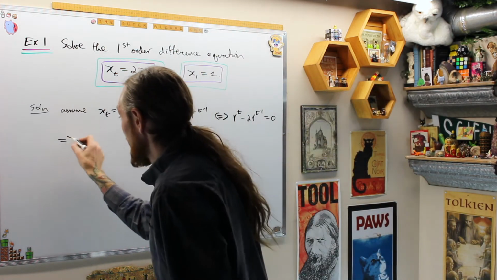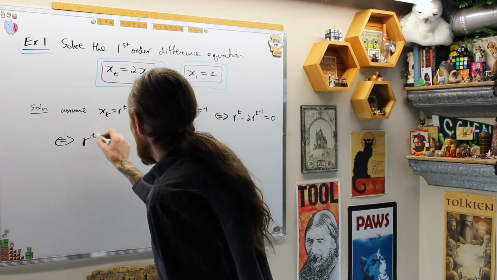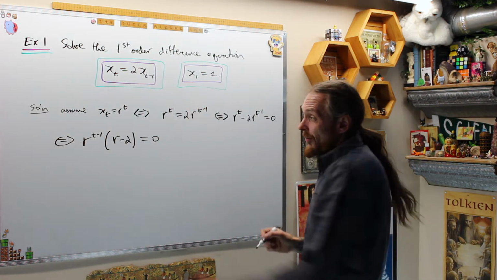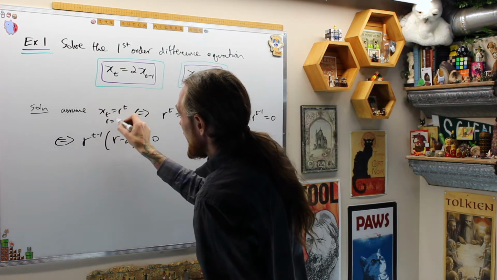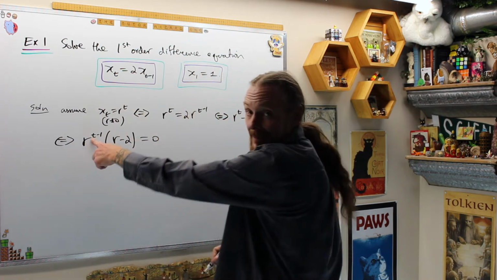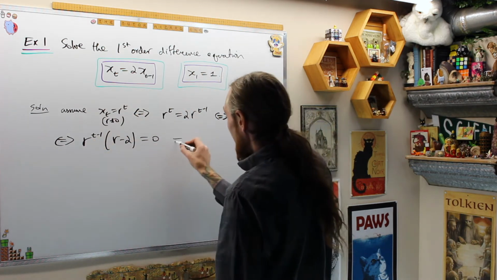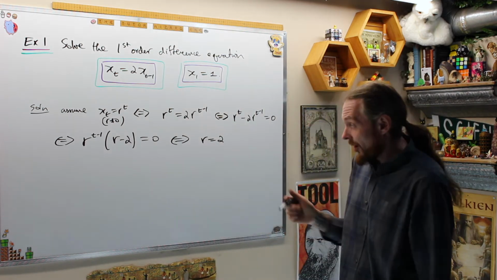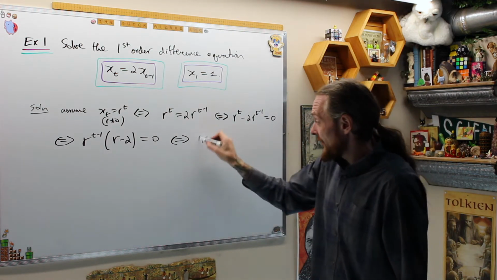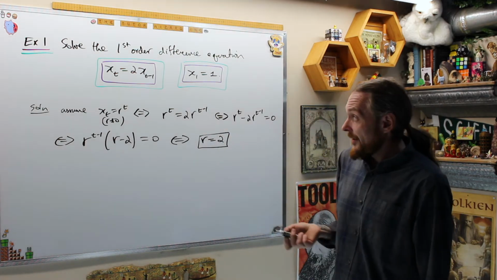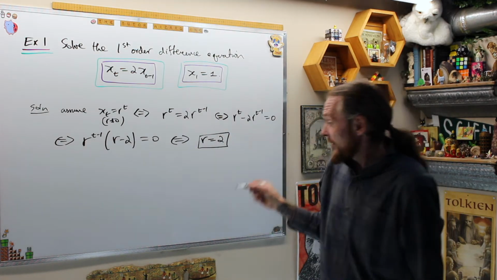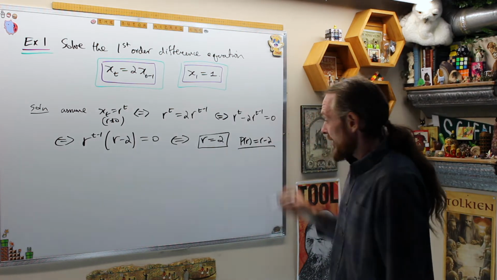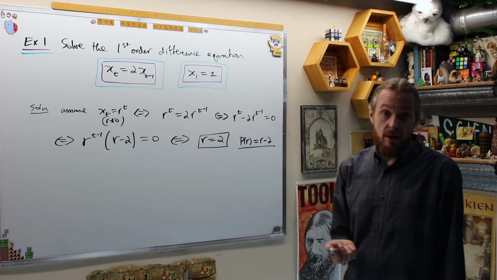So I do that. This is if and only if r^{t-1} times (r - 2) is equal to 0. Now we're assuming, obviously, that r was not 0, so this can't be 0. If this product is 0, that has to say that if and only if r is 2, or r minus 2 is 0. That tells us we have a unique root here for this characteristic polynomial. Our characteristic polynomial p(r) is r - 2 in this case. It has the unique root r = 2.